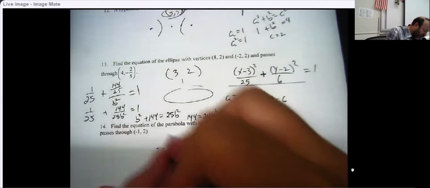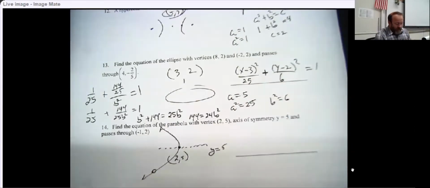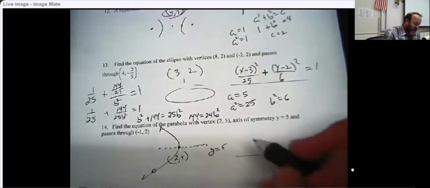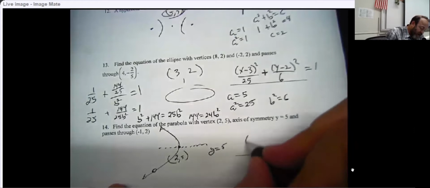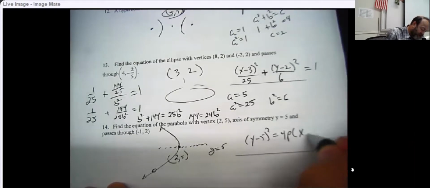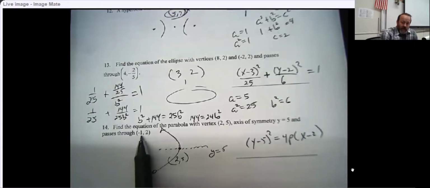So the only way the graph can do that is if it's opening to the left in order to do that, because the axis of symmetry, which we haven't done much with, just goes right through the heart of it. So I know this is going to be one of those y minus k squared values equals 4p times x minus h. And then I don't know what this p value is, but I know it has to go through -1, 2. So let's just see what happens.